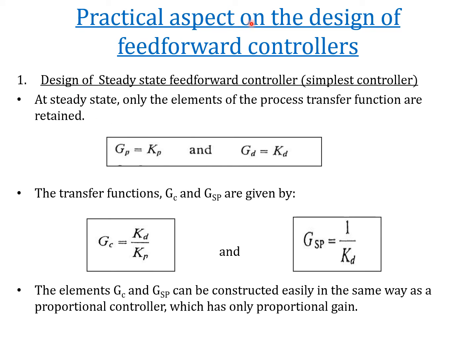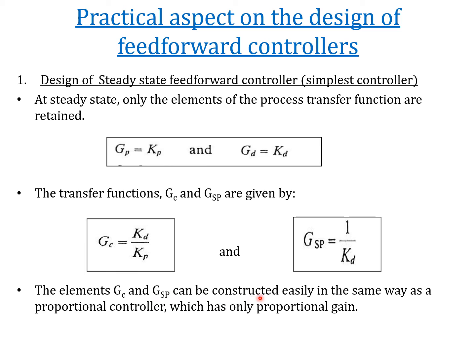And in terms of practical application, you can design the steady feed-forward controller in this form, where GP equals KP and GD equals KD. This is a simple form for the steady state element. Just take the steady state element part, and for the GC and GSP, you can just convert using the steady state element for this sort of system. These are something that we can easily implement without a controller, because it's just a gain. So these are the practical design using the feedforward controller.